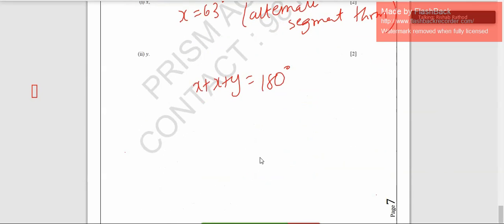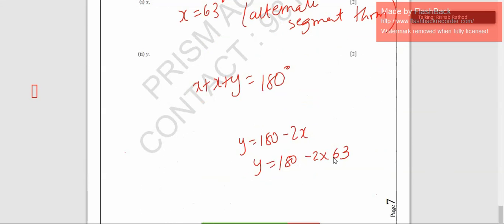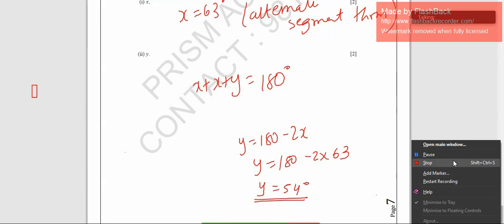Let's just solve. How much is this? Which is 54. Okay. So I think we're done with geometry.